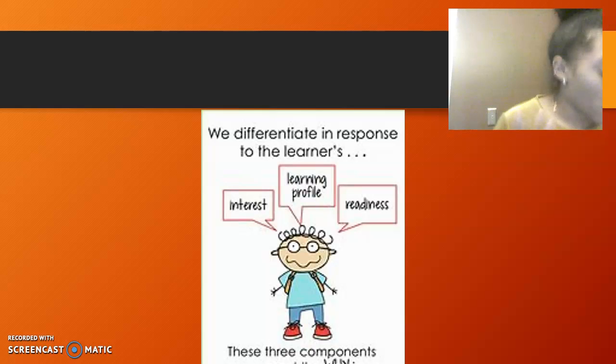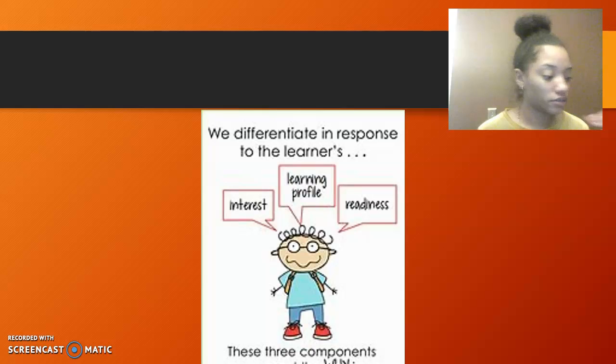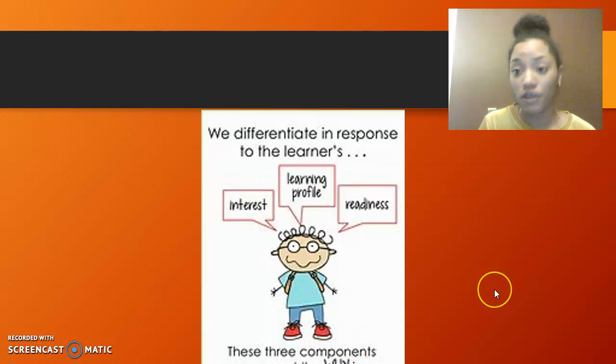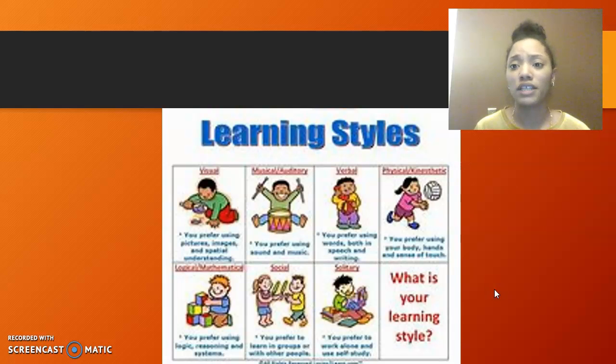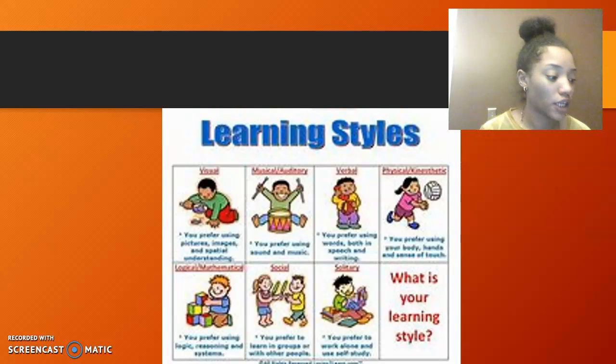So, how can we as teachers differentiate instruction? Well, we can do this through their interest, their learning profiles, their readiness, their behavioral history, etc. Because again, some students are different than others, and they all deserve that chance to learn at the same rate and excel as well with the other students. So, with the different learning styles, each child learns differently.